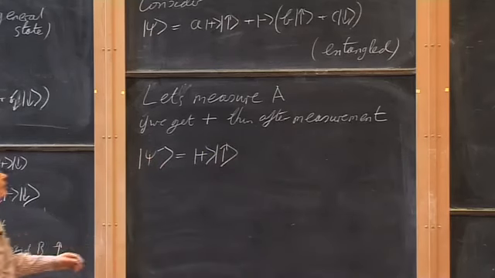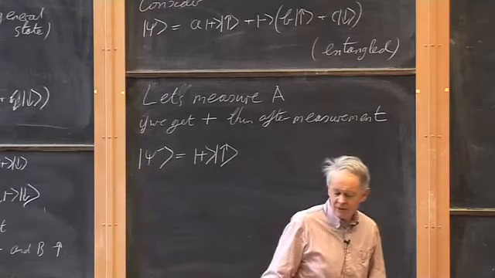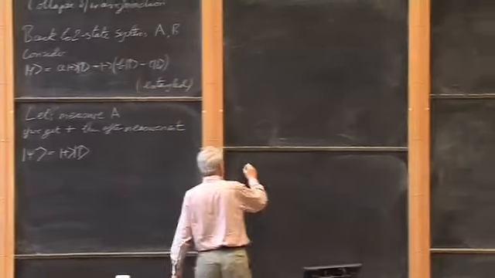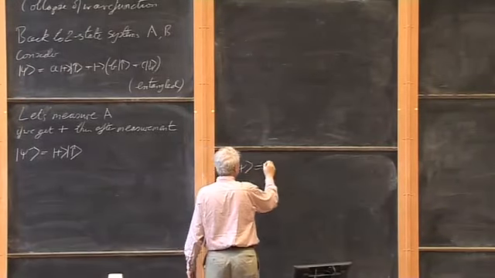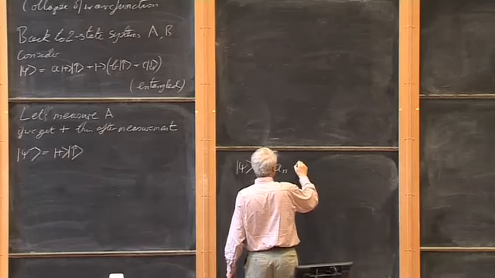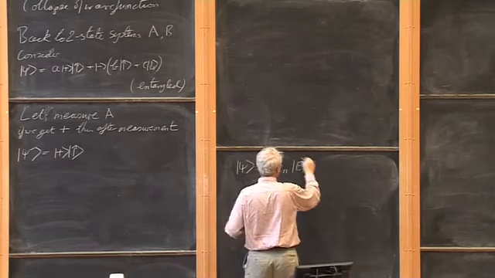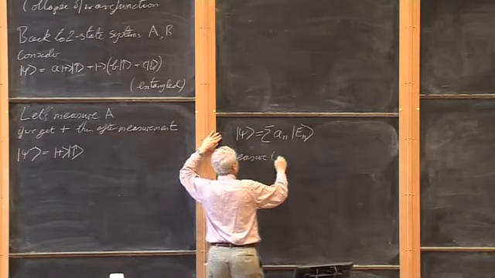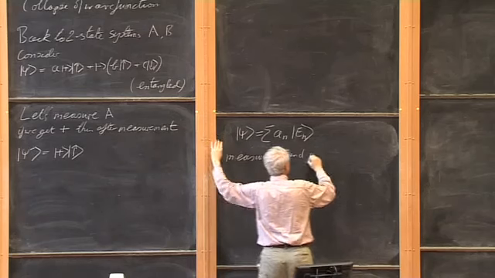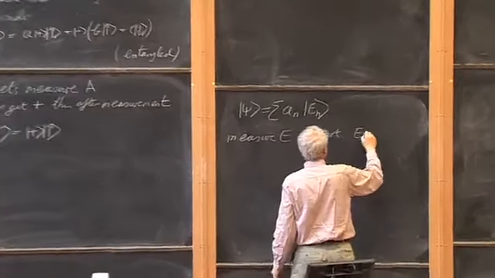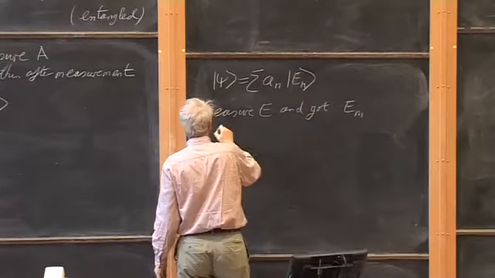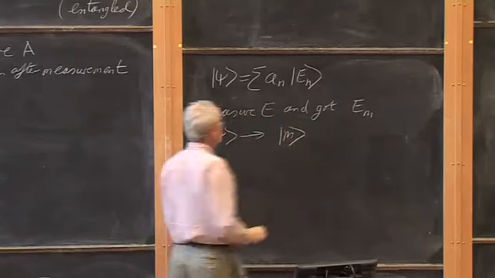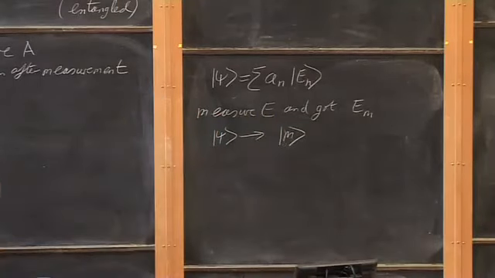So let's just remind ourselves what collapse of wave function was all about in the single system. If we had a single system, we wrote psi equal to the sum of a_n times E_n, for example, and we measured E and got the answer E_m, then psi went to the state m. Right? After the measurement, it was in this state.